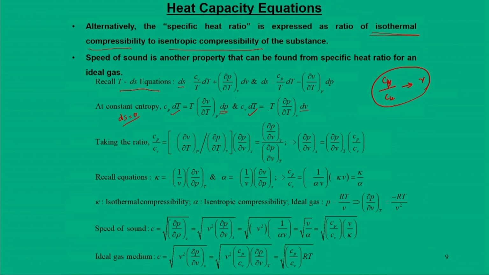ordinary differentials dP and dV become partial differentials. Why do you say that? Because at that point we said this equation is true for constant entropy. So, that is why we say dou P by dou V at constant entropy. So, then when you have this, the Cp by Cv ratio becomes dou P by dou V at constant S divided by dou P by dou V at constant T.